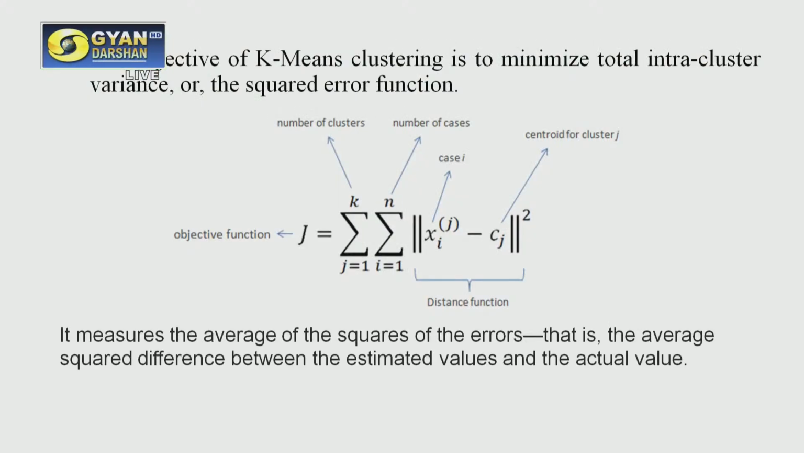So basically it measures the average of the squares of error, and that is the average squared difference between the estimated values and the actual values. So at the end we'll see that there will be no change in that intra-cluster variance, and at that time we know that our algorithm is set. That means there is no further change in the algorithm.